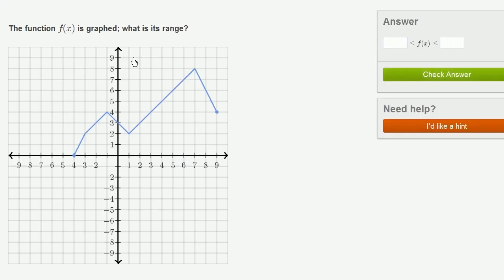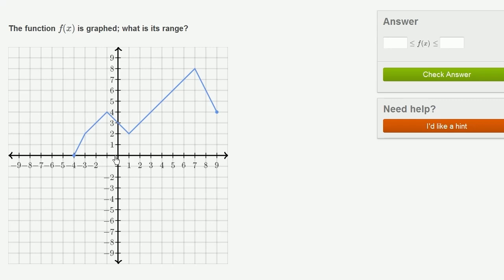Let's do a few more. The function f of x is graphed. What is its range? So now we're not thinking about the x's for which this function is defined. We're thinking about the set of y values. Where do all of the y values fall into? Well, let's see. The lowest possible y value, or the lowest possible value of f of x that we get here looks like it's 0. The function never goes below 0.